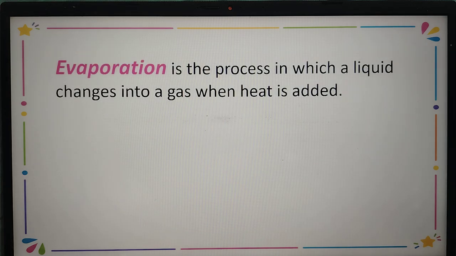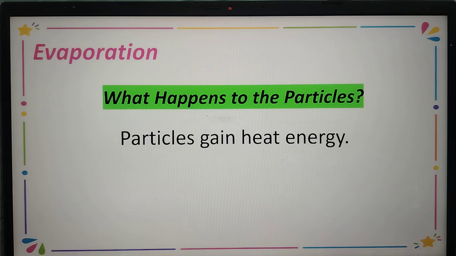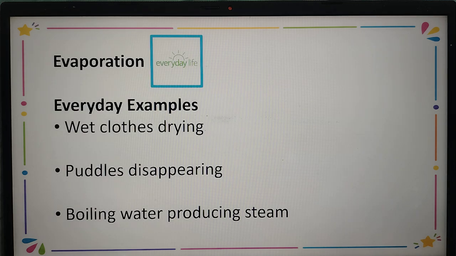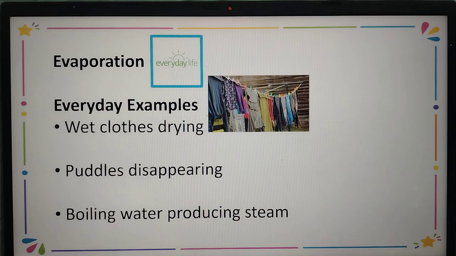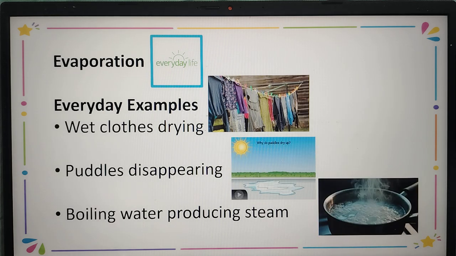Another one, we have evaporation. Evaporation is a process in which a liquid changes into a gas when heat is added. What happens to the particles? Particles gain heat energy, they move faster, they spread far apart. The liquid becomes a gas. Common examples: wet clothes drying, puddles disappearing, and boiling water producing steam.